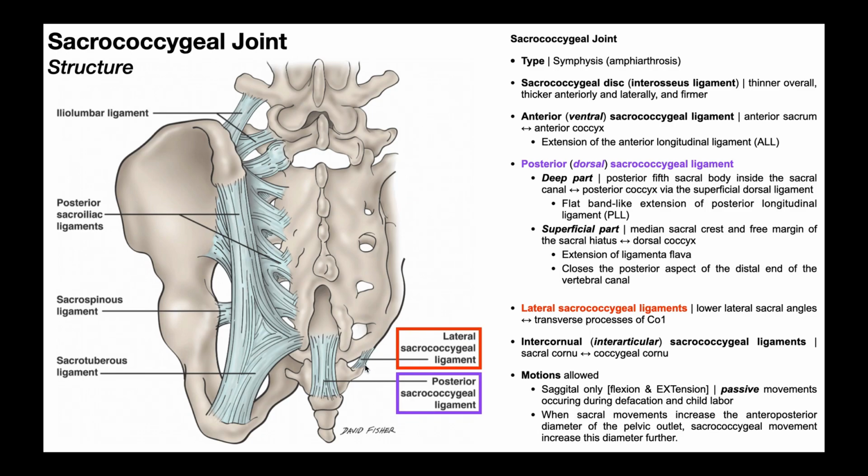Then over here on the sides, we have the lateral sacrococcygeal ligaments. We can just see the right one right here, but there'd also be a left one over here on this side. And these ligaments connect the lower lateral sacral angles, so right here, down to the transverse processes of the first coccygeal segment, CO1, which you can see right here. So this is the right one, and this over here would be the left transverse process of the first coccygeal segment.